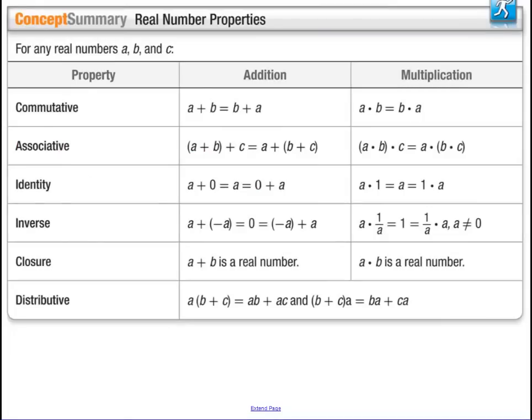Some important properties that I want you guys to remember. Commutative property under addition or multiplication. Commutative is when they switch places under either the addition sign or multiplication sign.